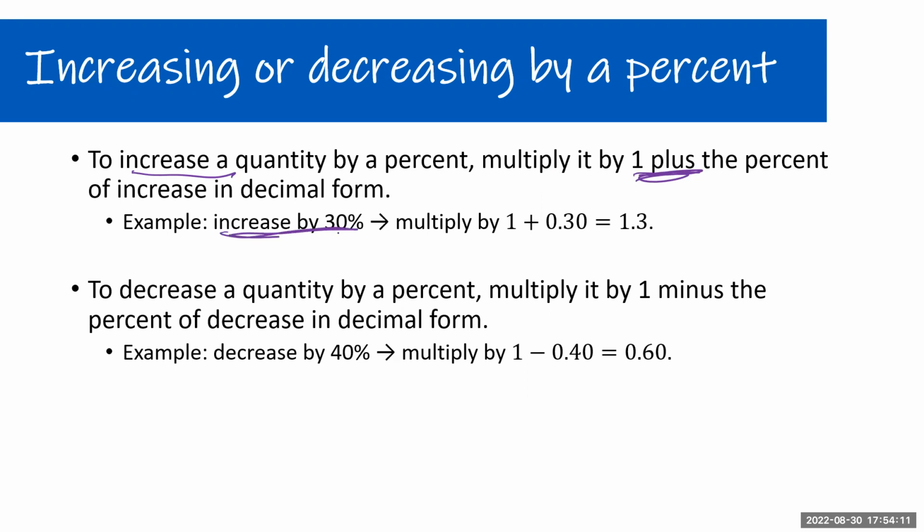So if you're increasing by 30%, remember 30% is 0.30, you're going to multiply by 1 plus 0.30, which is 1.3. Same idea works if you're decreasing. You're still going to be dealing with that decimal, but now you're doing 1 minus, okay, because you're decreasing. If you're decreasing by 40, you're going to do 1 minus 0.4. You're going to multiply it by 0.6. So if you're increasing it, you'll multiply it by more than 1. If you're decreasing it, you're going to multiply by less than 1, and that makes sense.